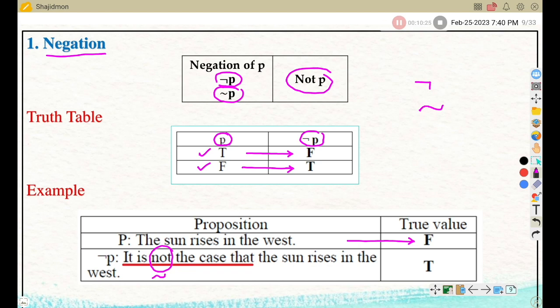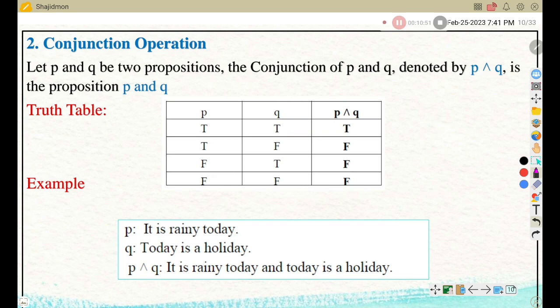That is the simple meaning. So "it is not the case" is what we commonly use for writing the negated statement. It is not the case that the sun rises in the west. The sun rises in the west means P. So "it is not the case" means negation, especially not. So this is the meaning of negation of a sentence, negation of a proposition. Okay, now we will go to the second operation, that is the conjunction operation, correct?